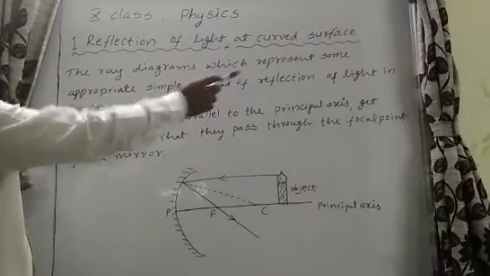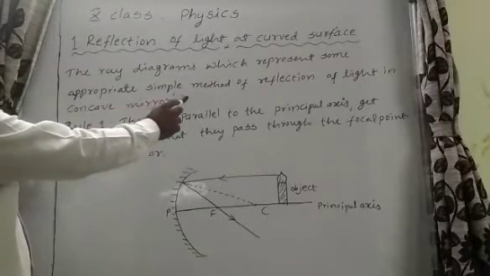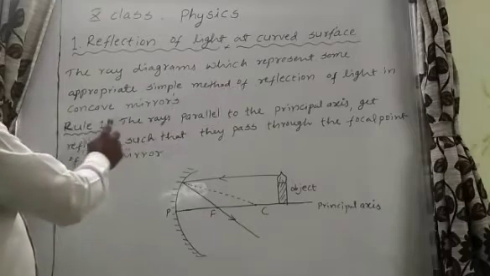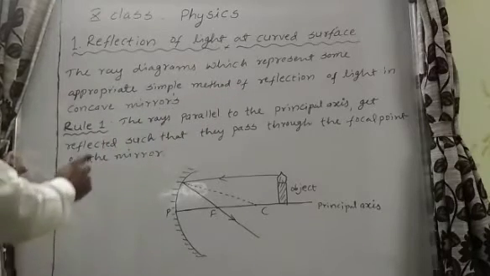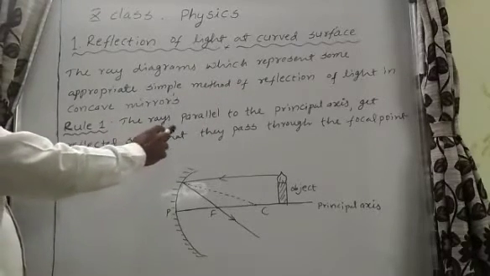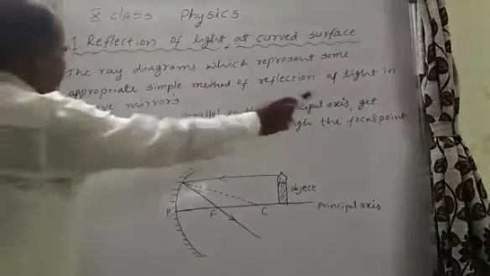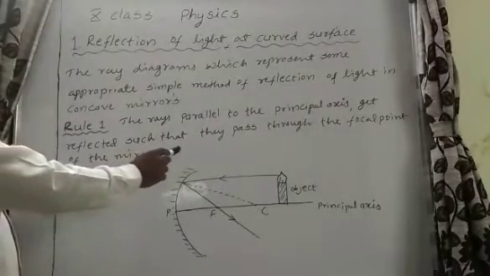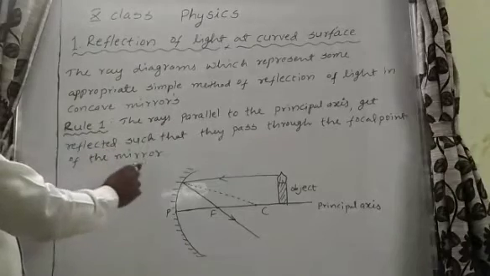Diagrams which represent some appropriate simple method of reflection of light in concave mirrors. Rule 1: The rays parallel to the principal axis get reflected such that they pass through the focal point of the mirror.